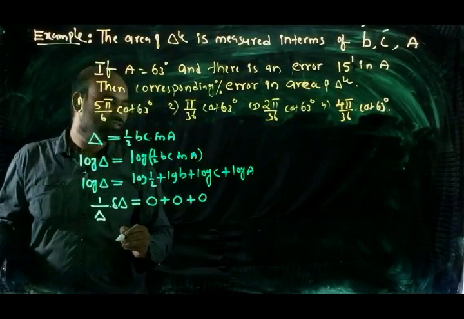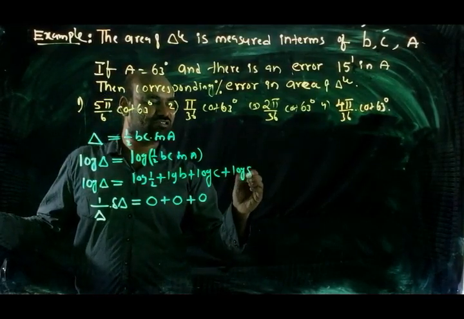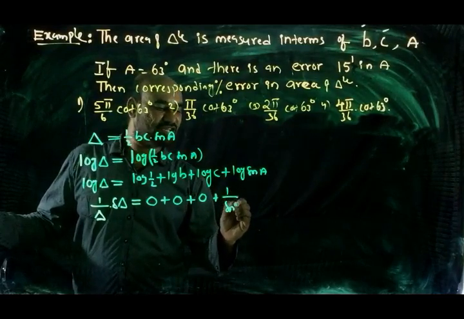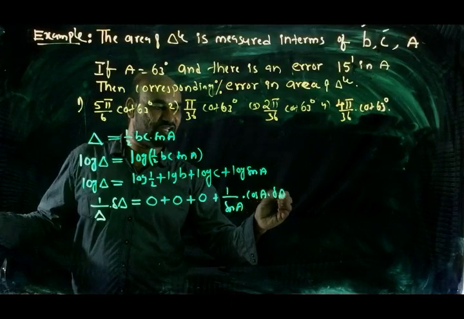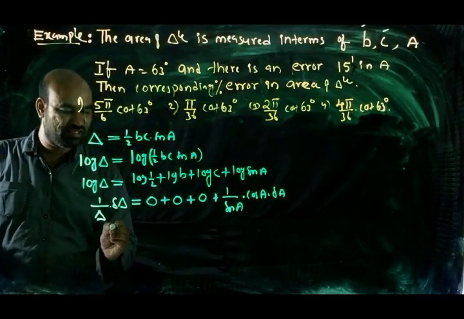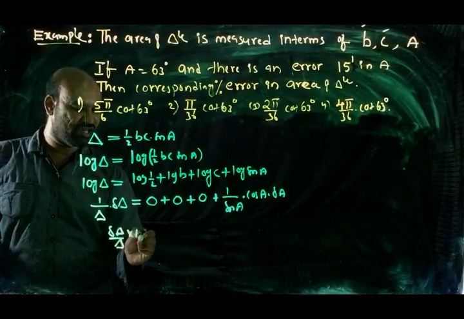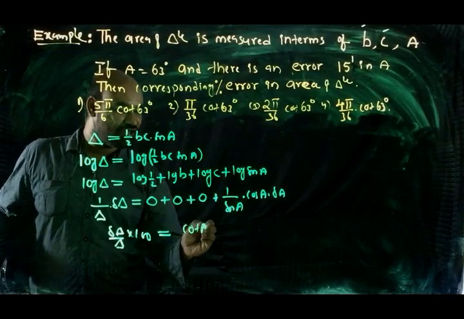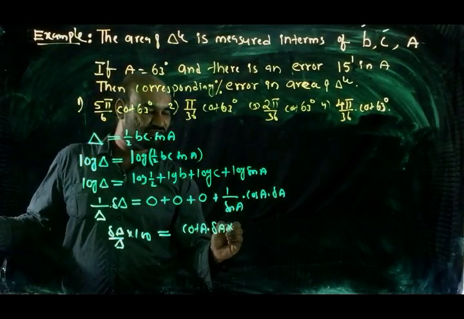plus 0 plus the derivative of log sin A, so plus 1 by sin A into cos A into delta A. So delta by delta into 100 equals cot A into delta A into 100.